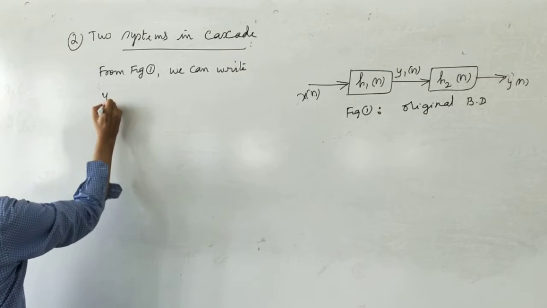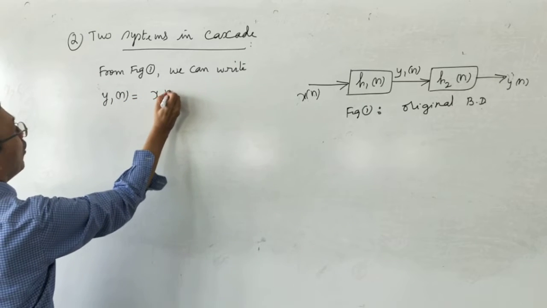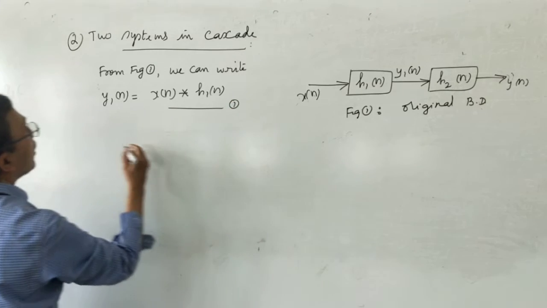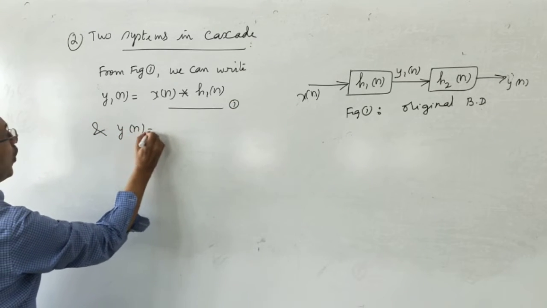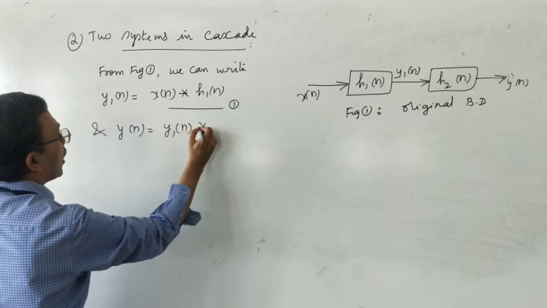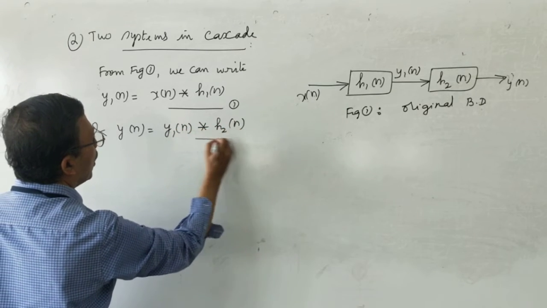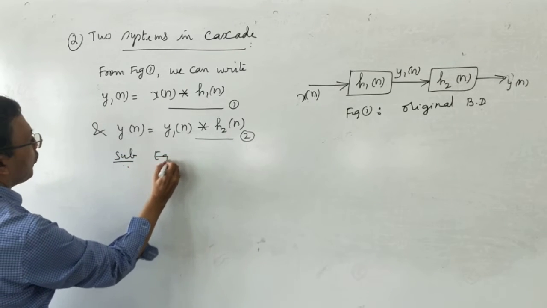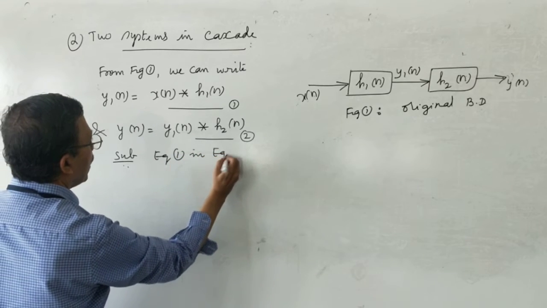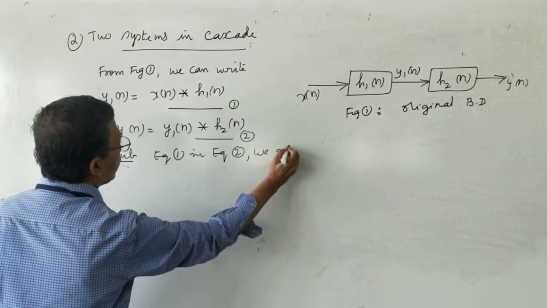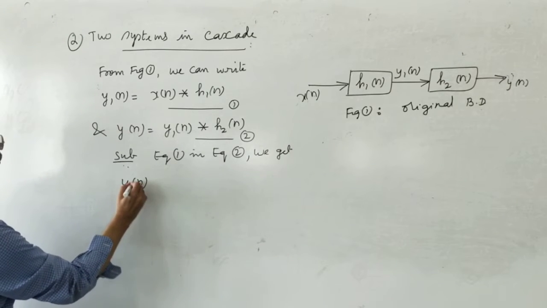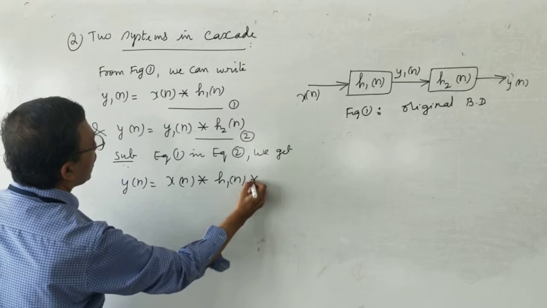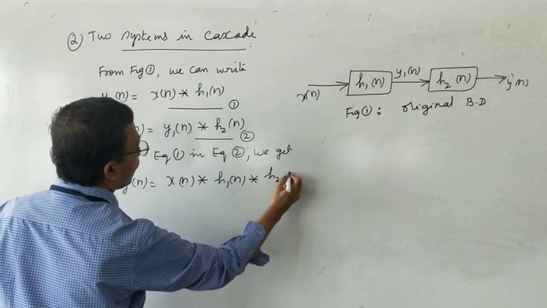From figure 1 we can write Y1 of N equals X of N convoluted with H1 of N. This I call equation 1. And what is Y of N? Y of N is Y1 of N convoluted with H2 of N. This I call equation 2. Substituting equation 1 in equation 2, we get Y of N equals X of N convoluted with H1 of N convoluted with H2 of N.